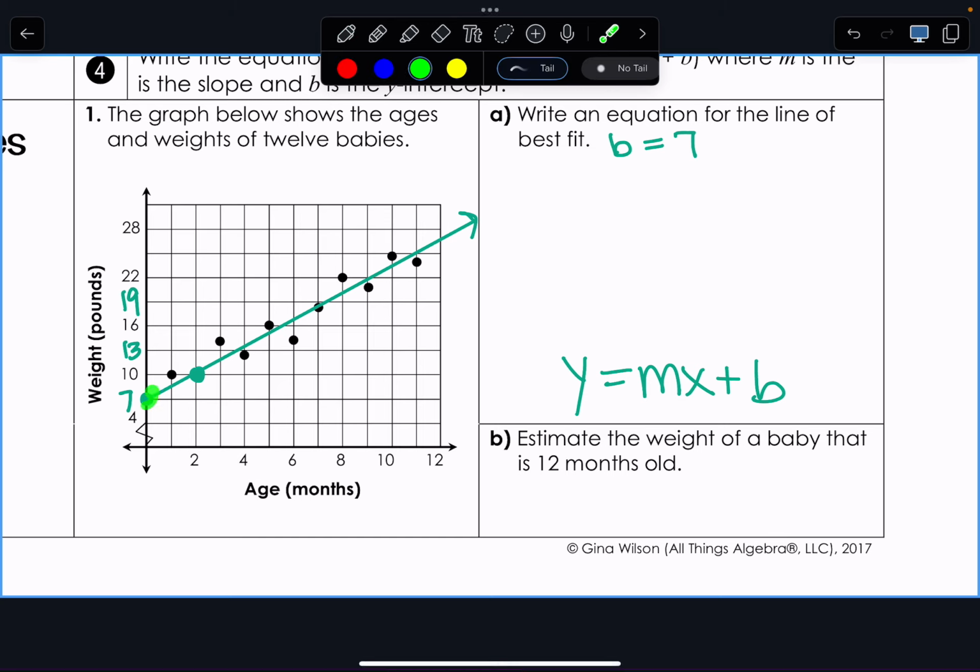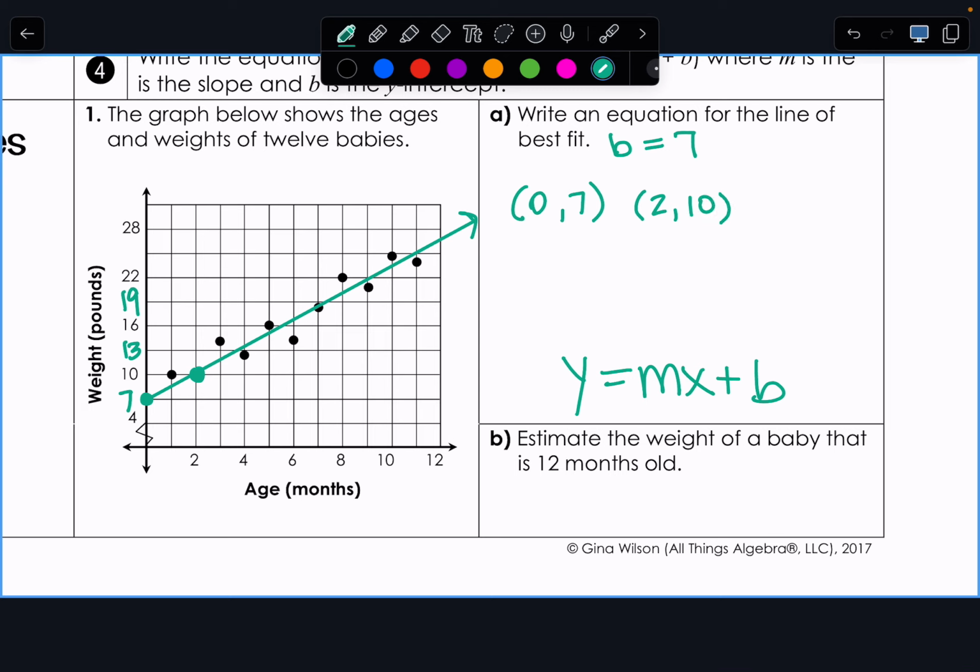What would you say this coordinate is right here? Okay, what's the x? 0. So that is 0, 7. What about this coordinate right here? X comma y. 2, 10. Would you agree? Okay.